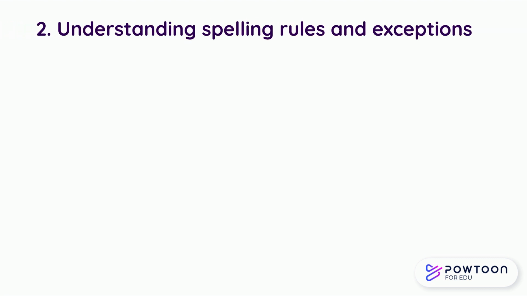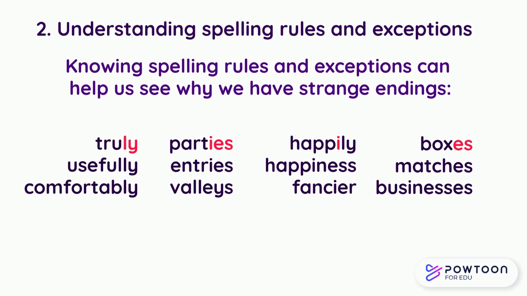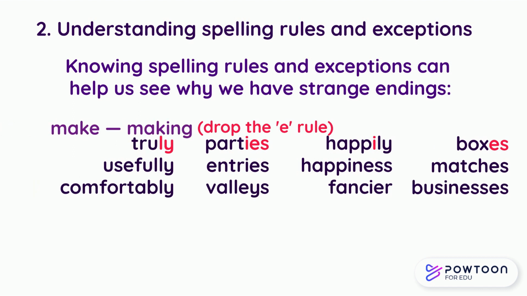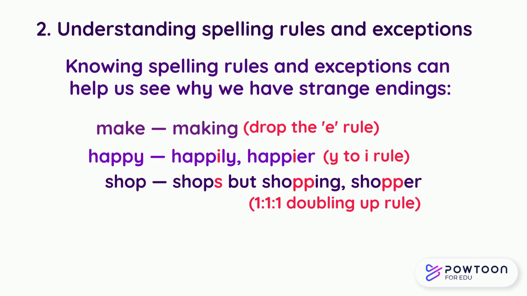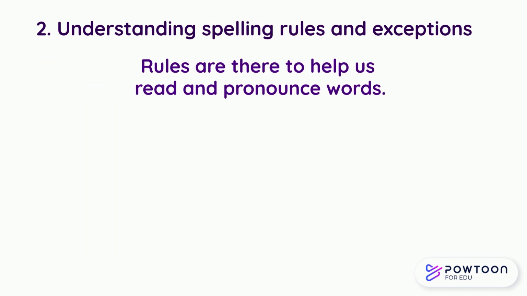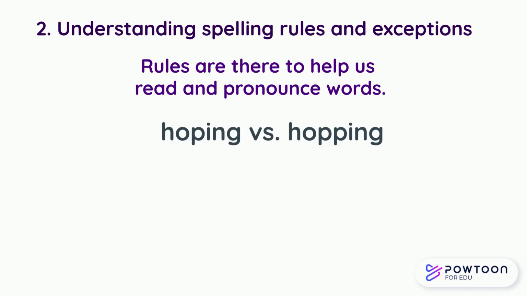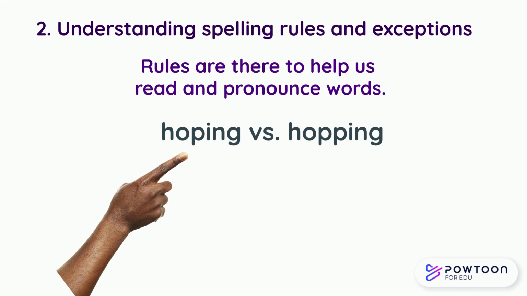Number 2, understanding spelling rules and exceptions. Knowing spelling rules and exceptions can help you see why we have strange endings and how and why words change. We've got so many spelling rules that are so important to know, like the drop the E rule, the Y to I rule, the 1-1-1 doubling up rule, and many more. Rules are there to help us read and pronounce words too. For example, knowing the difference between dropping the E and 1-1-1 doubling up rules help us with understanding these.